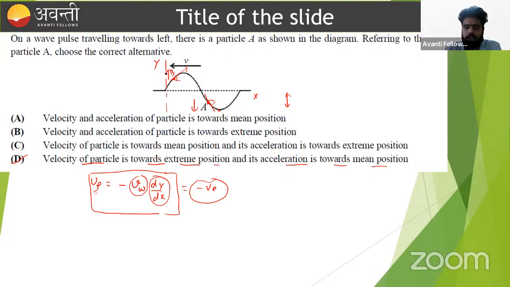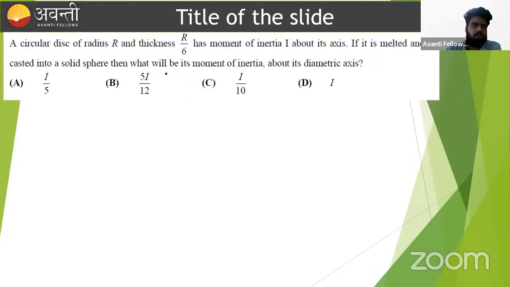Okay, beta. So in this way, we can make sense. The next question that was asked from the rotation chapter: a circular disc of radius r and thickness r by 6 is given, and the moment of inertia I about an axis. So guys, suppose this is our disk, and say this is the axis passing through the center of mass of the disk. The radius of the disk is r, and the thickness of the disk is r by 6.